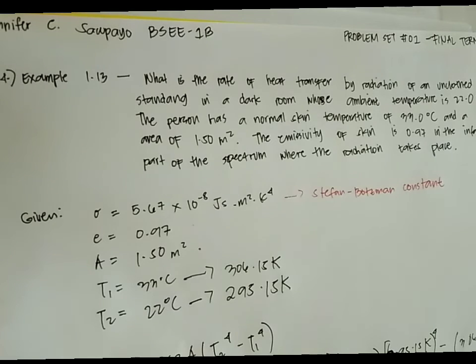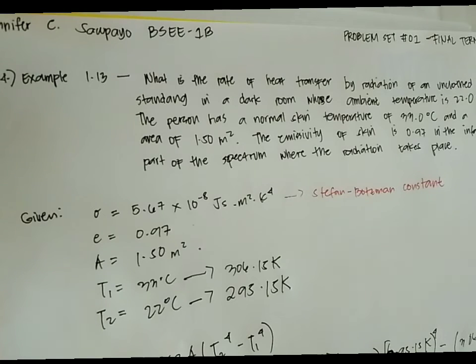So, before we apply the formula, we will convert the temperatures from degrees Celsius into Kelvin. Temperature 1, 33 degrees Celsius, is equivalent to 306.15 Kelvin, while temperature 2, 22 degrees Celsius, is equivalent to 295.15 Kelvin.